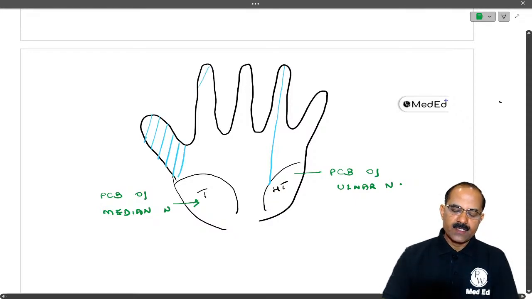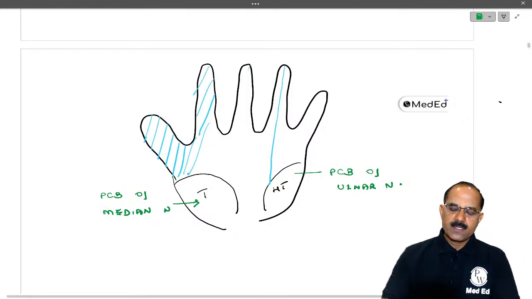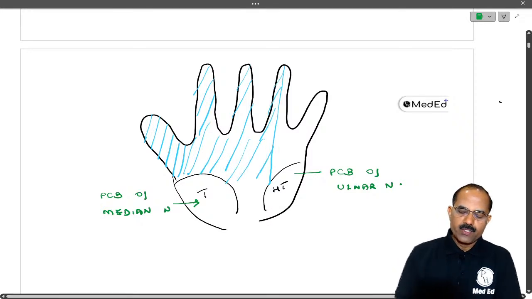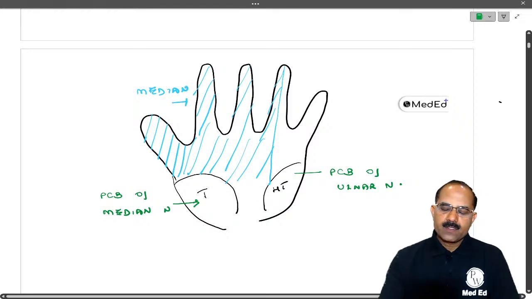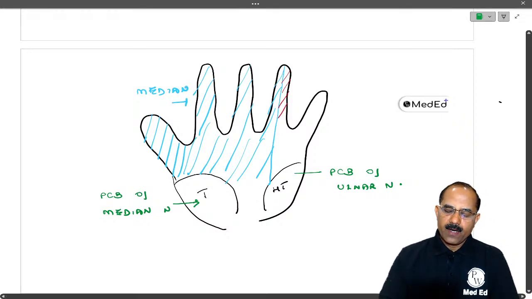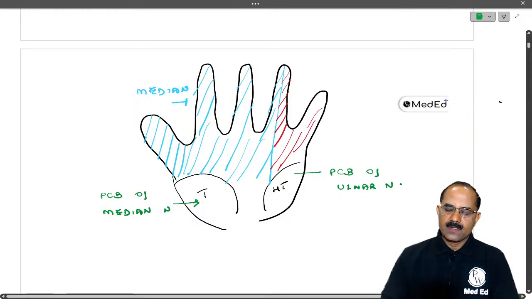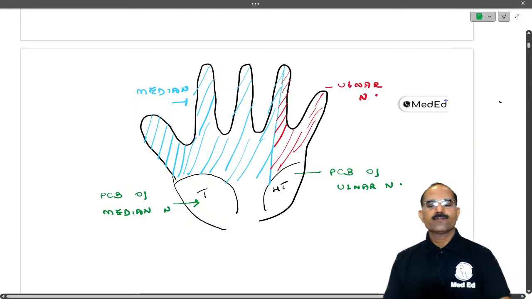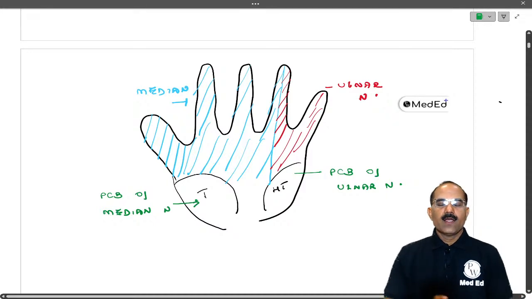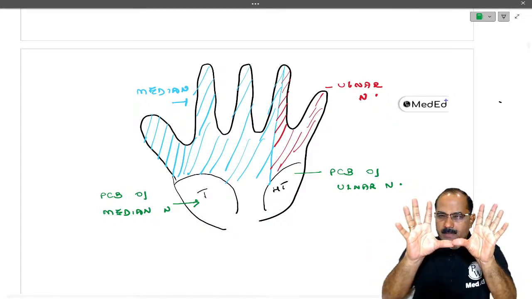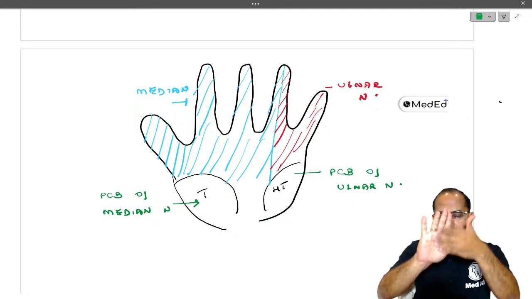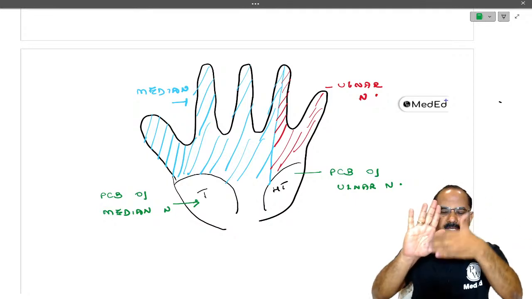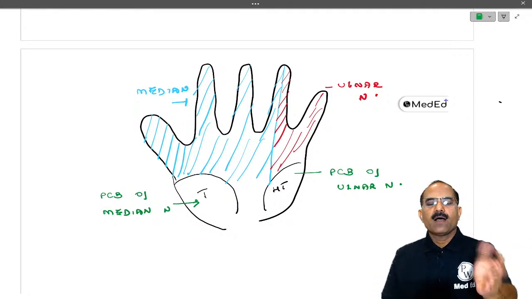Now you tell me, bachcho, skin over 3.5 fingers, लेटरल 3.5 fingers को कौन supply करता है? Median nerve. And skin over the medial 1.5 fingers, this is the ulnar. So the answer for this is ulnar nerve. Median nerve कितने muscles supply करता है? 5 muscles in the hand, and it supplies the skin on the lateral aspect of 3.5 fingers. Median nerve, ulnar nerve.